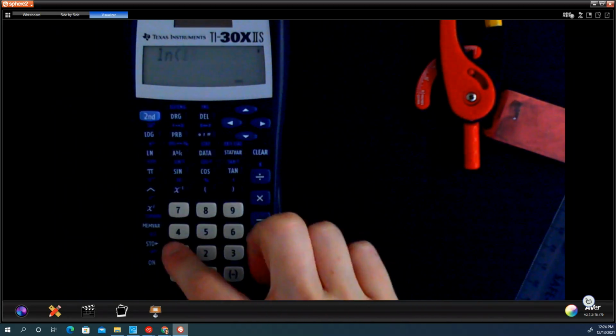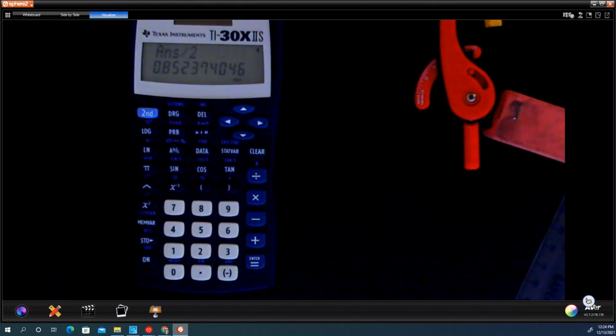Okay, so in your calculator, you would do the natural log of 11 halves, or 11 over 2, figure out what that is, and then divide that answer by 2. We get 0.852.